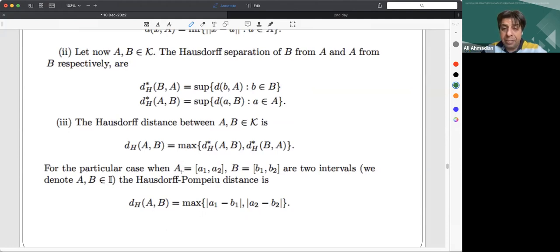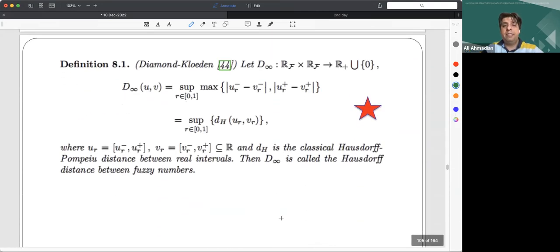Let's assume that we have A as the alpha cut of a fuzzy number and B as the alpha cut of a fuzzy number. The important definition here is that the Hausdorff distance is defined as the maximum of the absolute difference of these two intervals, the lower ones and the upper ones. This is what we call the Hausdorff distance.